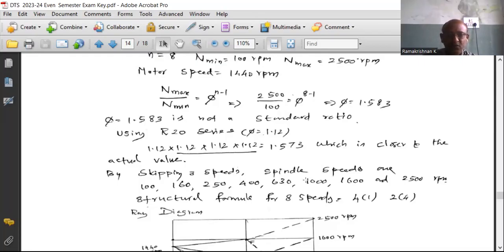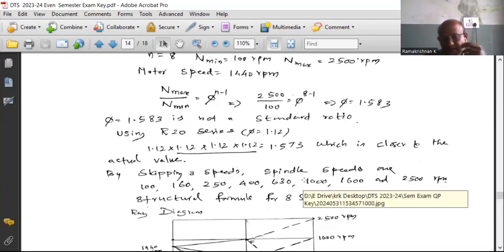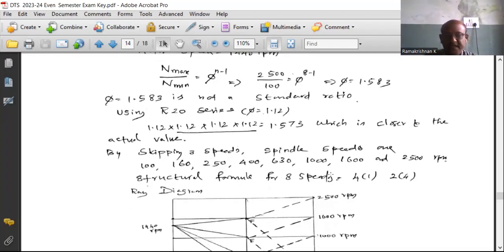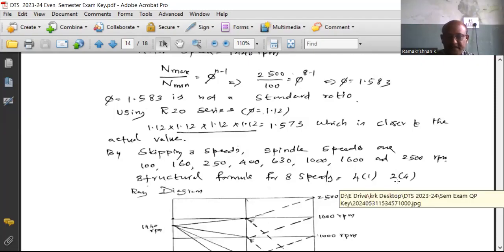Now let us move on to the structural formula for this problem. In the problem, the speed is 8 output speeds. Here the 8 can be split up as 4 into 2. Then the 4 within the bracket is the input. For all gearboxes, the input speed is 1, that is the motor. So the 4 into 1 is the first stage. In the second stage, we have written the 2, that is 2 output speeds.